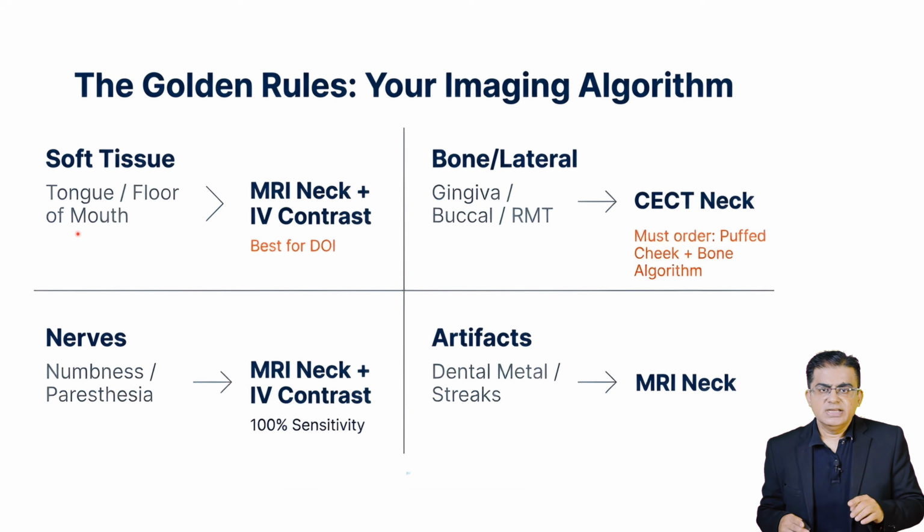Rule number 1. If the tumor is in the tongue or floor of mouth, your choice of imaging is MRI neck with IV contrast. Rule number 2. If the tumor is in the lateral portion of oral cavity, for example, Buccal Mucosa, Gingiva, RMT, GB sulcus, your choice of imaging should be CECT neck with puffed cheek, with bone window and multiplanar reconstruction.